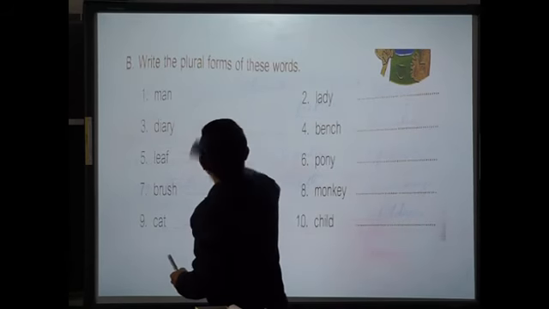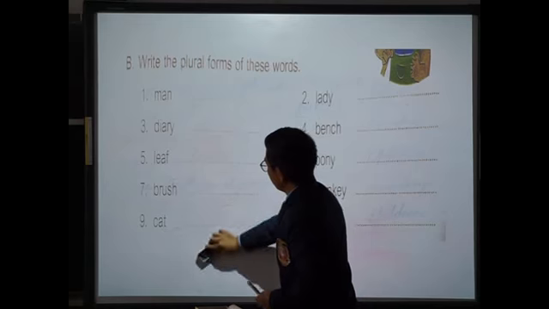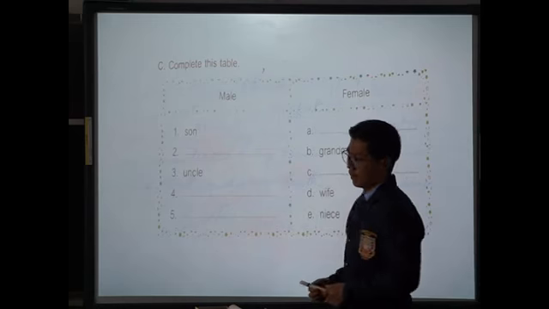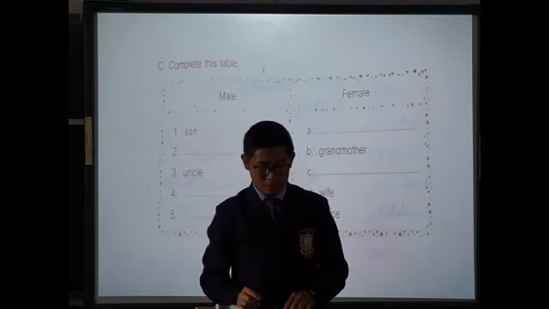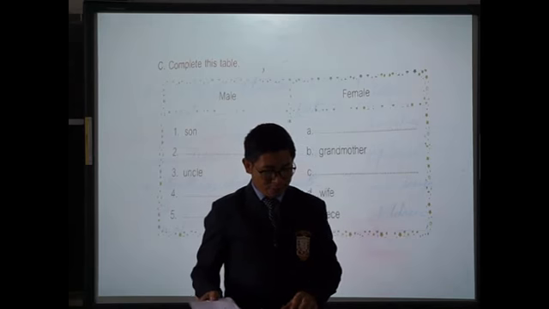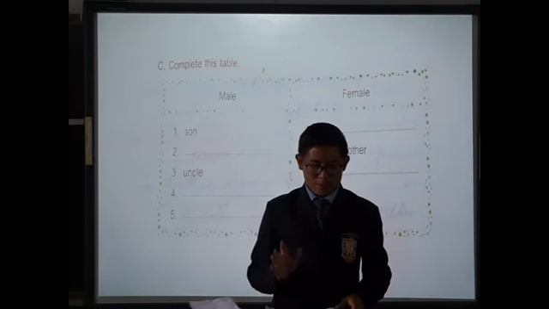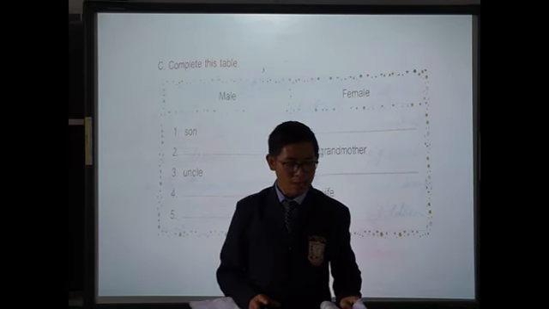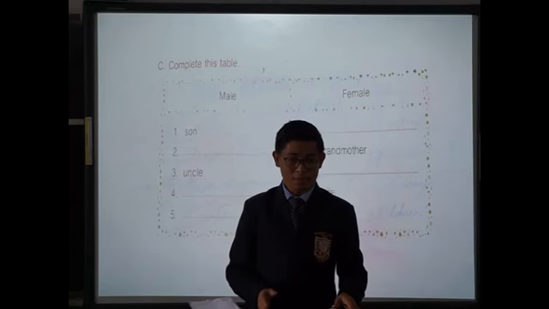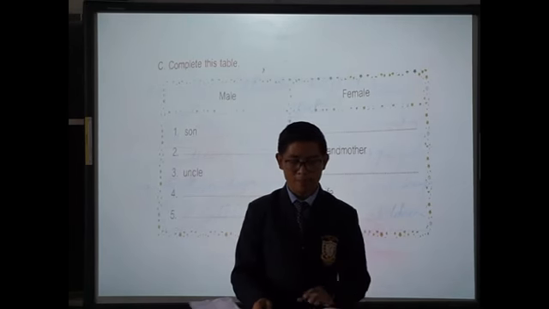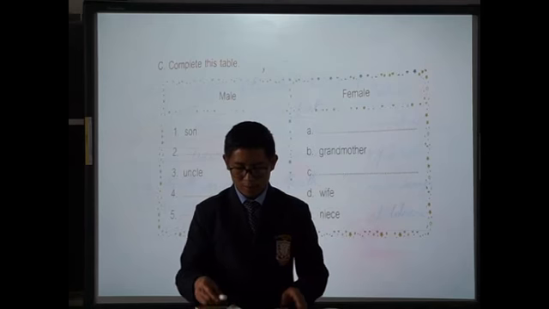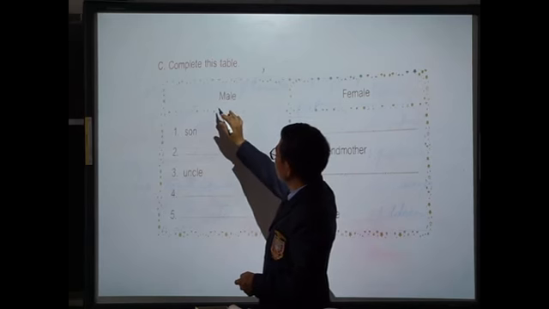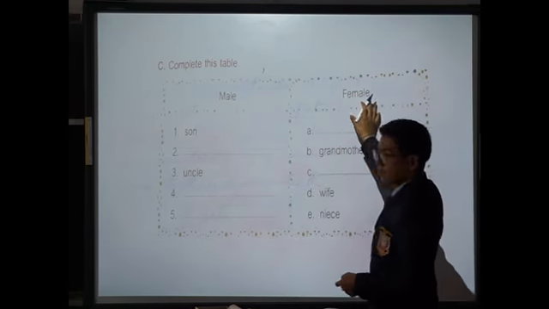Now let's see what is there next. Okay, complete this table. Male and female. Okay, we have learned this male and female nouns in our class. So son and, you know, boy, they are called male, isn't it? And girl and daughter, they are called male, sorry, female nouns. So we have already done this, and I hope you know those things. So male is given out here, and female are out here.